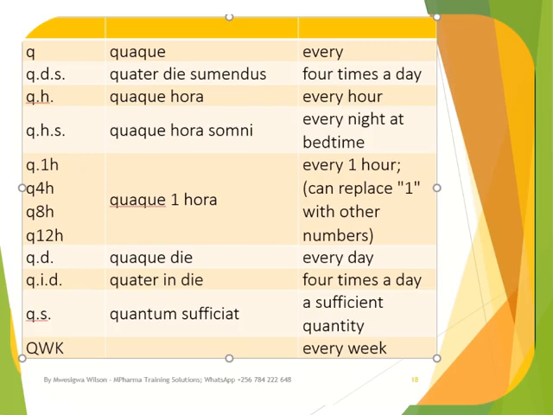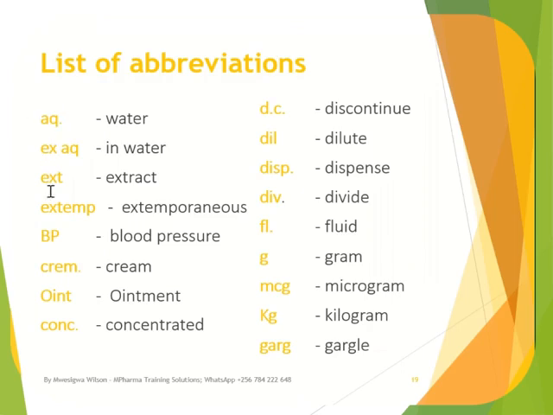However, which are those common abbreviations that we find in pharmacies or in prescriptions? I have them here. A few: ointment; BP, blood pressure, just English; cream; oint, concentrated; DIC, discontinued; dilute; dispense; gram. This one is going to be important on the strength of the active ingredient. Microgram, mcg.